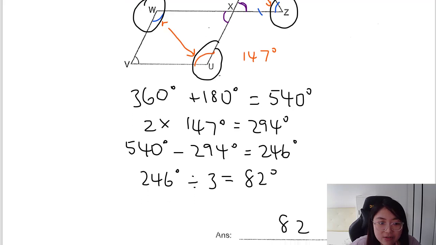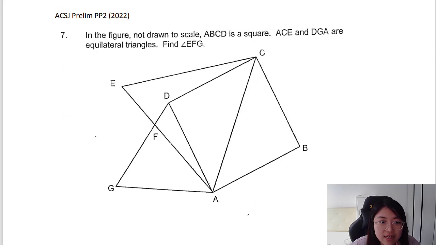Alright, let's go on to the last question. Last question here, this is ACS Junior Prelim paper. In this figure, again, we don't have any angles, but not to worry, because we can find things out. Here, ABCD is a square. When you see a square and a diagonal across the corners of the square, immediately we will know that over here we have a 45, because only for a square, when it is cut diagonally this way, it will cut the 90 into half. So we have a 45 here.